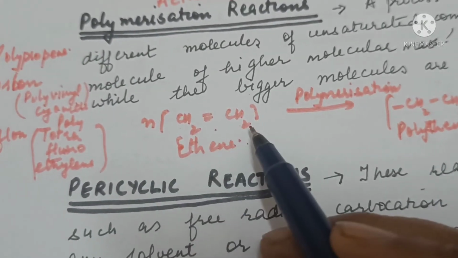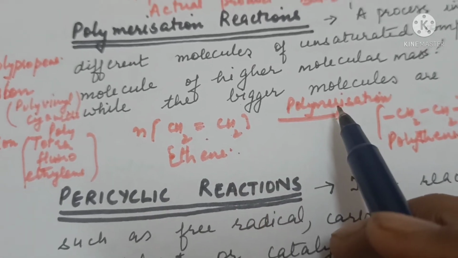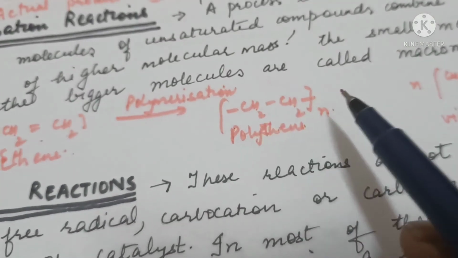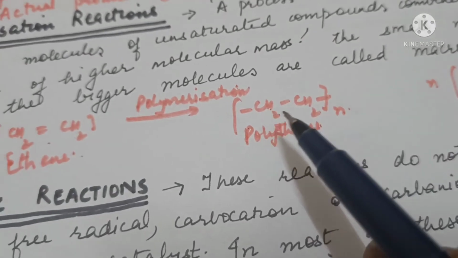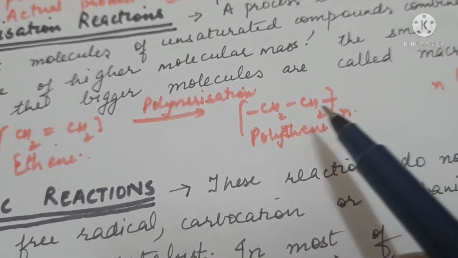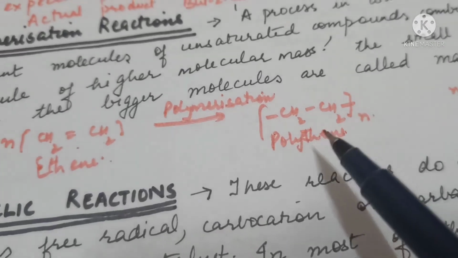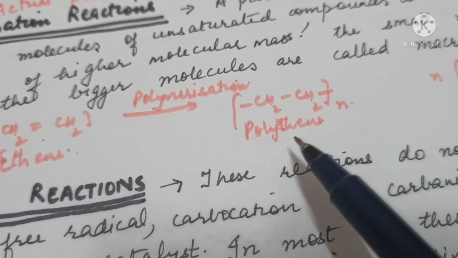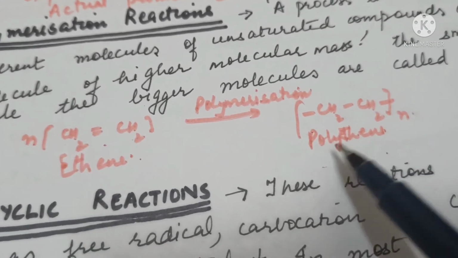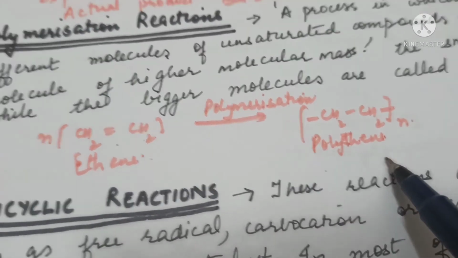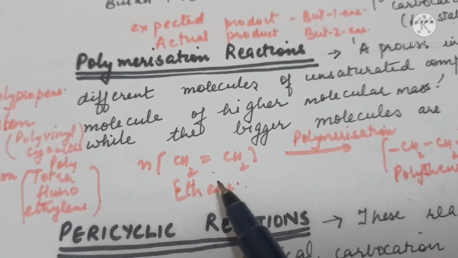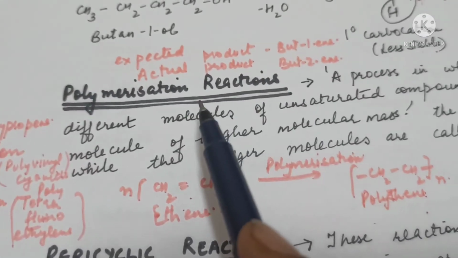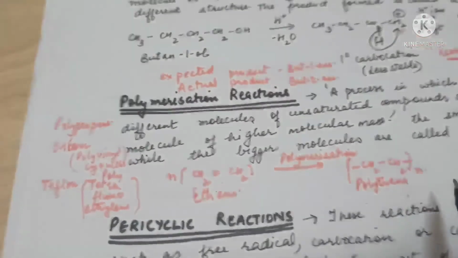N number of ethene molecules will combine under suitable conditions. They will join with each other to form an N times longer chain with CH2 unit as the repeating unit. So, because the ethene unit is repeated many times, the compound formed is polyethene. This is bigger in size and molecular mass than the reacting molecule. So, because monomer changes to polymer, this reaction is called polymerization reaction.